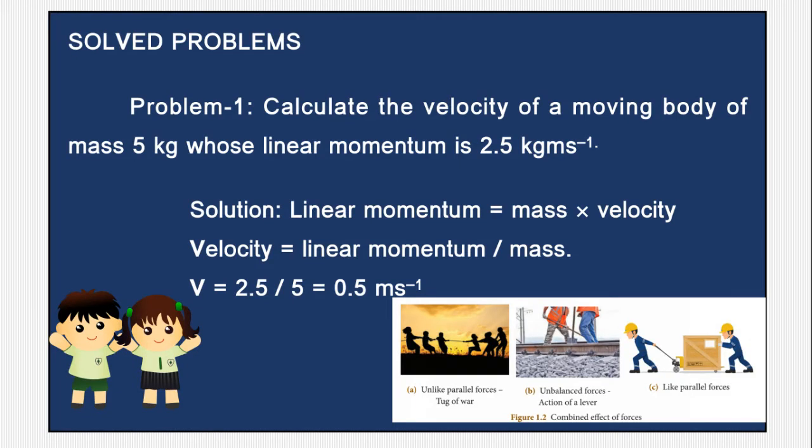Students, today we are going to see some interesting things in physics. Let us go inside some simple problems. Problem 1. Calculate the velocity of a moving body of mass 5 kg, whose linear momentum is 2.5 kg m/s. Solution. Students, we know that linear momentum equals mass times velocity. From the above we get velocity equals linear momentum divided by mass. Here, the given linear momentum is 2.5 kg m/s and the mass of the body is 5 kilograms. So the velocity, v, equals 2.5 divided by 5, which equals 0.5 m/s.